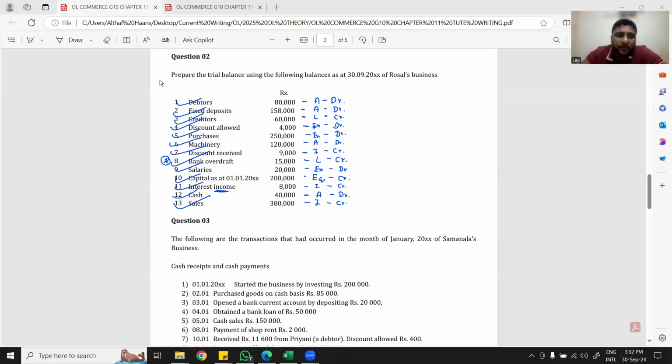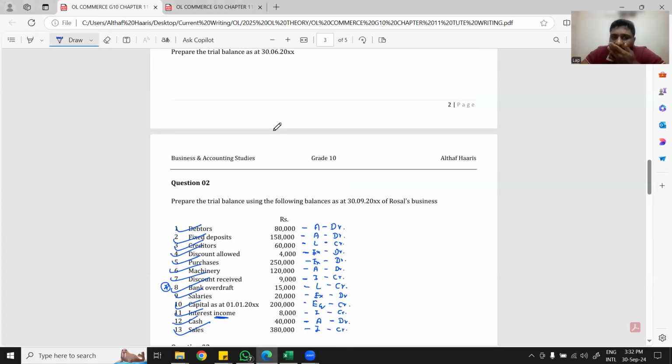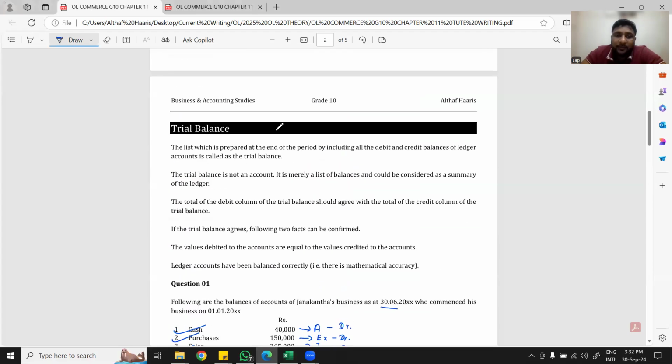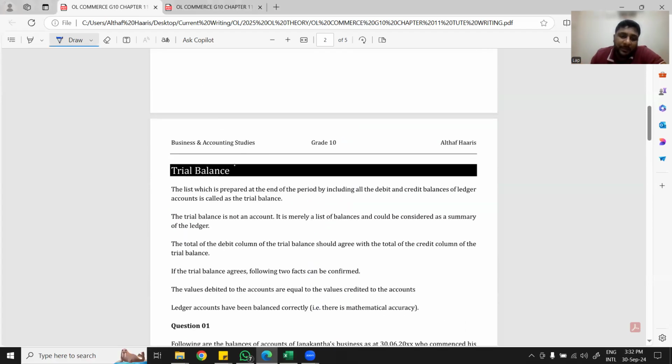So last week we started the new chapter, which is the trial balance chapter. In simple terms, I told you what a trial balance is. A trial balance will have the list of balances of the ledger accounts. That's what we'll call a trial balance, people.